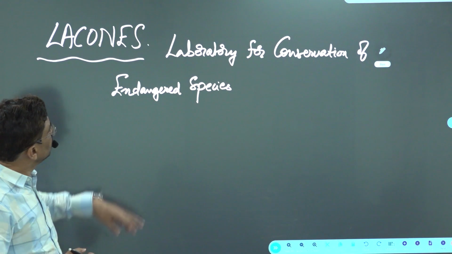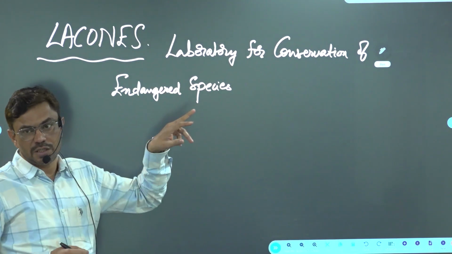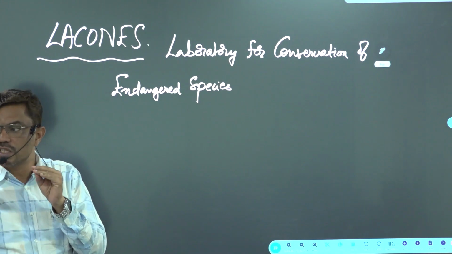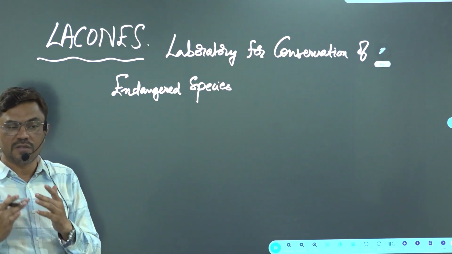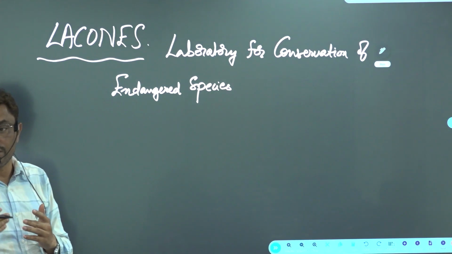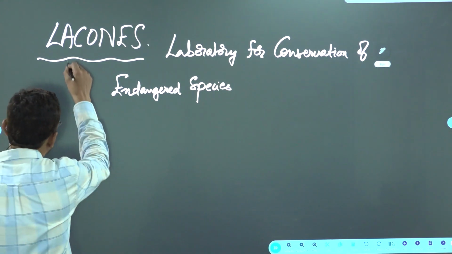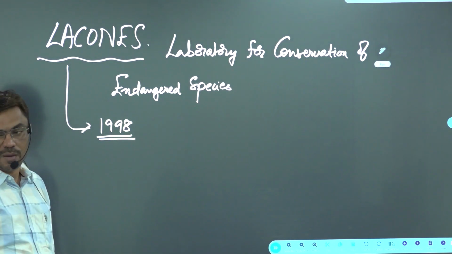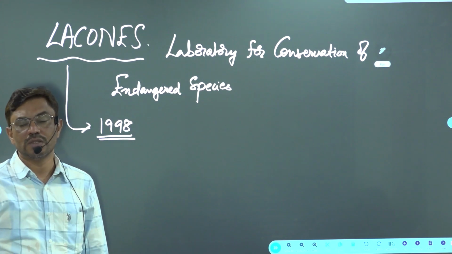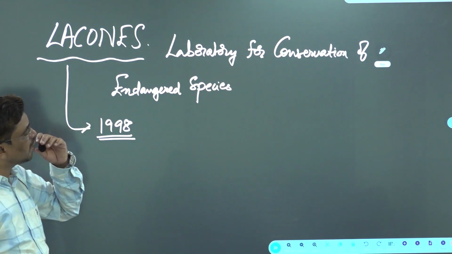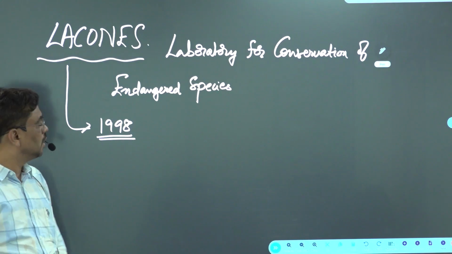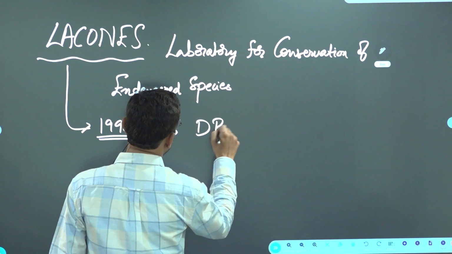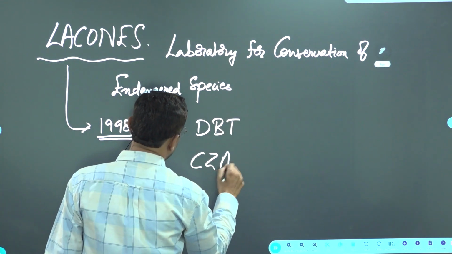Laboratory for Conservation of Endangered Species, in order to support both in situ and ex situ conservation of various species which are threatened from human activities. The laboratory was established in the year 1998, in an innovative manner to support both ex situ and in situ conservation of biodiversity. It was supported by DBT, CZA and CSIR.